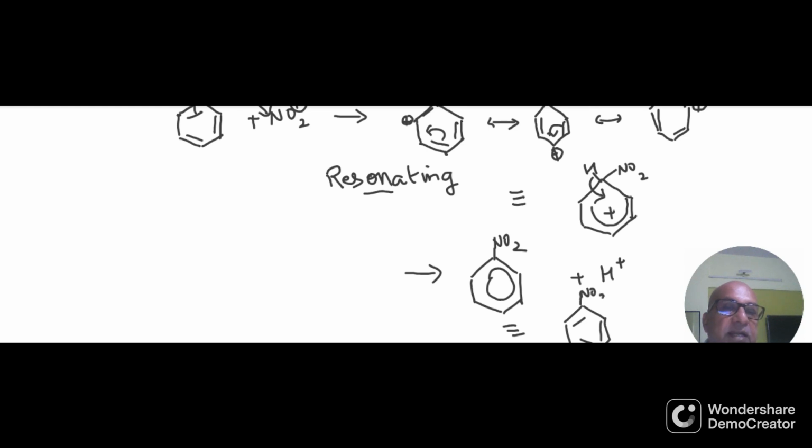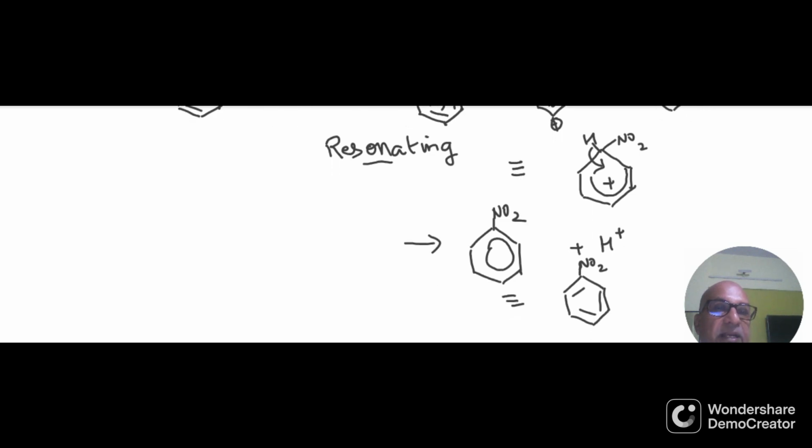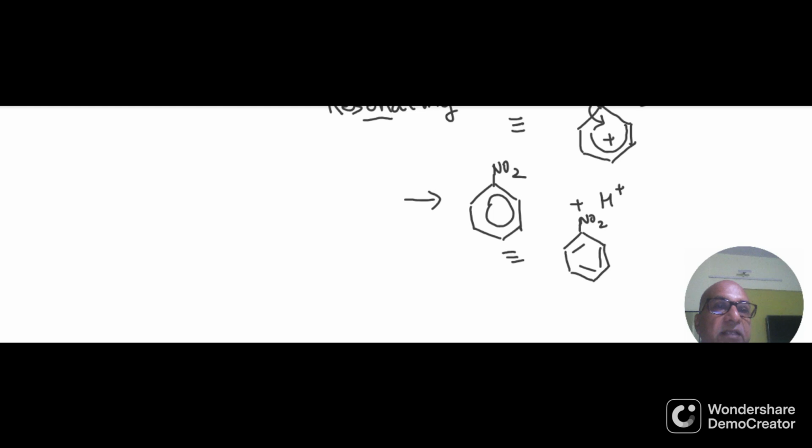If you understand this, it will be easy for you to grasp the meaning behind drawing the intermediate the way it is shown in your textbooks. Hope it makes sense and you have grasped this idea, and the concept of drawing this kind of intermediate has become clear to you.